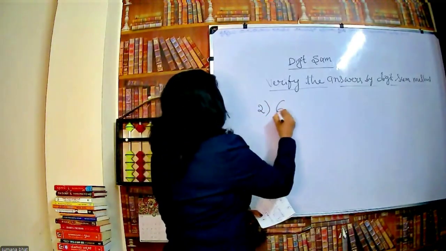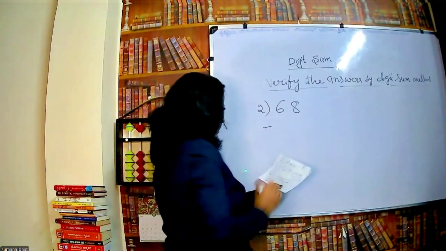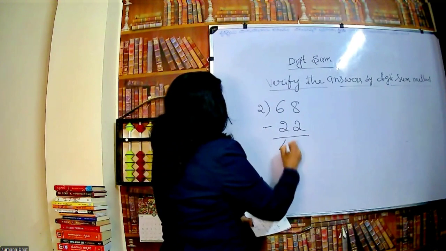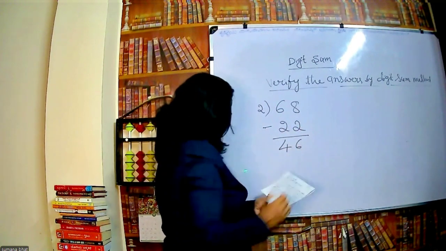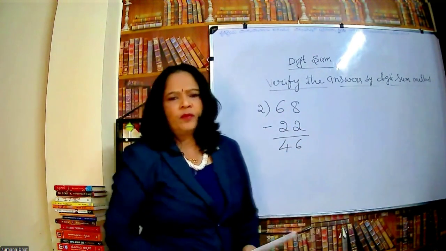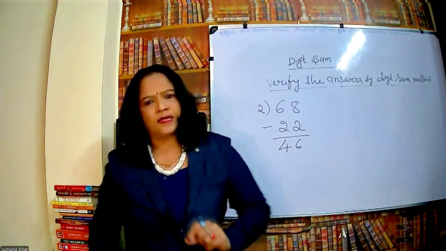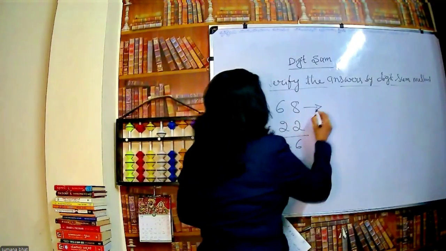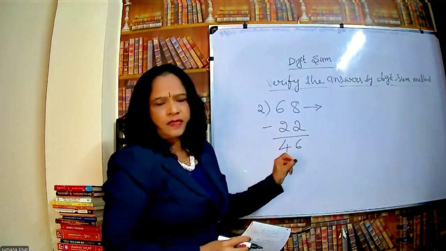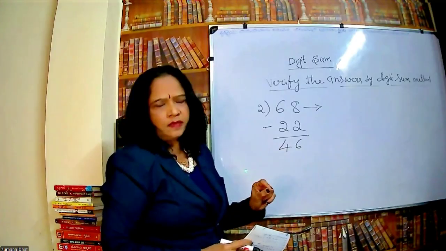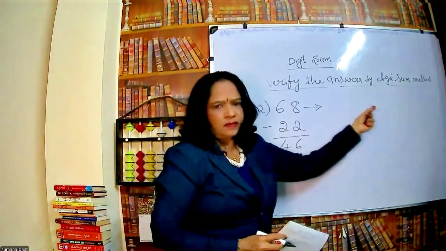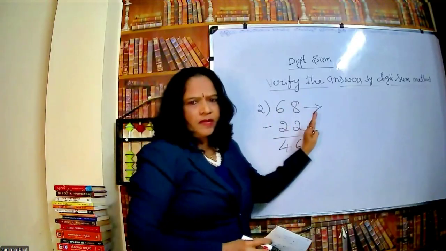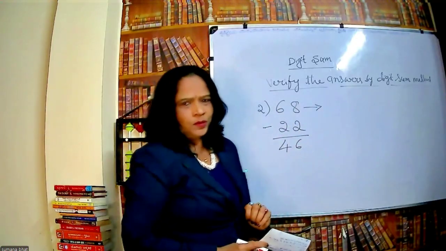Okay. 68 minus 22. What will be the answer? 4 and 6, right? 46 is the answer. Whether this answer is correct or not, that we have to check. We know how to do it. See, every time it is not necessary to write that, add, and bring it to a single digit. Directly also it can be written. I am writing because you will understand how to do that.